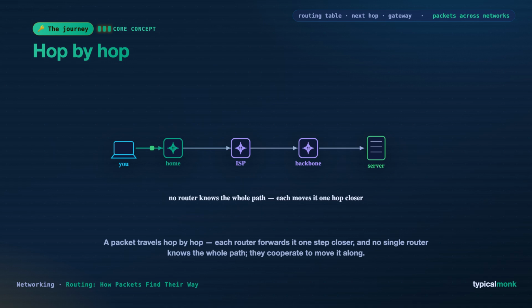So the takeaway? A packet travels hop by hop, from your device to your router, to your provider, to backbone routers, to the destination network, and at each hop, a router reads the destination, consults its table, and forwards one step closer. No router knows the whole path. Yet the full global route emerges from each one's tiny, single local decision.